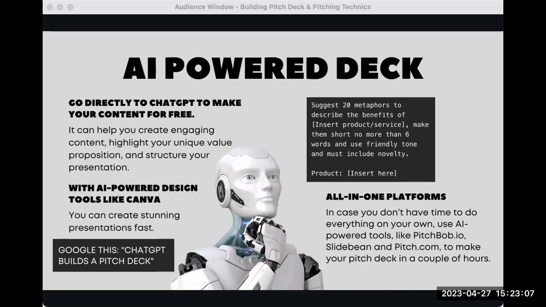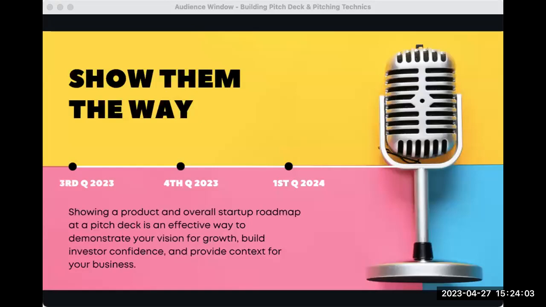If you're short on time, you may also want to consider using an all-in-one platform like PitchBob.io, SlideBean, or PitchCom. These platforms offer AI-powered tools that can help you create a pitch deck in just a couple of hours. So from content creation to design, these platforms can help you create an absolutely brilliant deck with minimum effort, but you need to know what to say. So you need to know what to put there. So it's the hardest thing. But basically, I recommend you to watch YouTube videos on how you can use AI to tweak your pitch deck and make it outstanding.